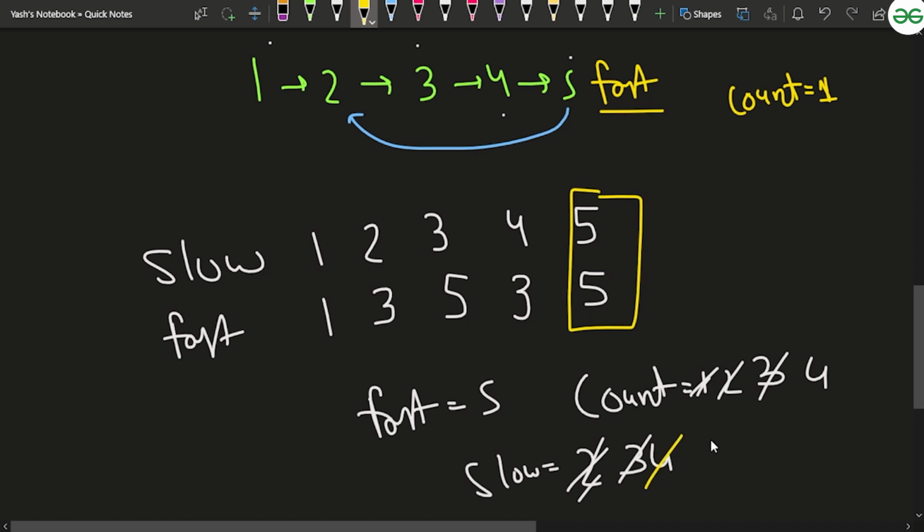After this, the slow moves by 1 more, so slow points to 5 now. The moment slow points to 5, you can see that fast and slow are the same, so you terminate. And what is the length of the loop? The length of the loop is nothing but the count, that is 4. The loop is 2, 3, 4 and 5, so there are 4 nodes inside the loop. That's why the count is coming out to be 4.